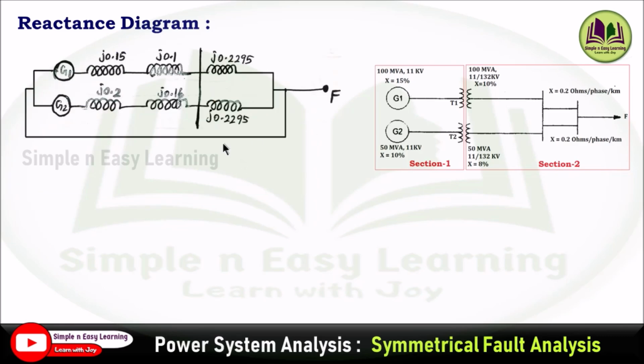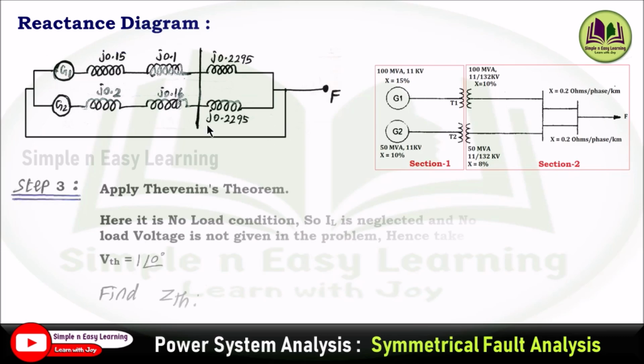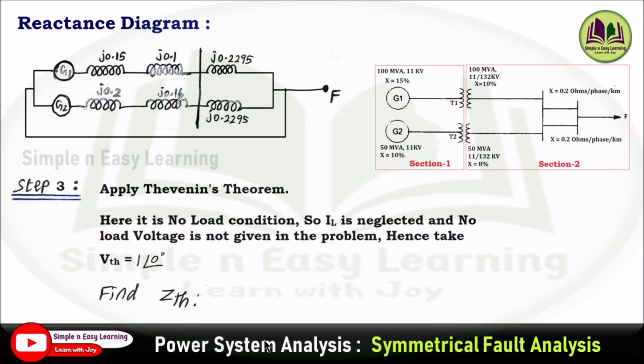So this is the complete reactance diagram of the system, and we substituted all the values which we calculated, and now you can apply the Thevenin's theorem. So here it is a no load condition, the load is not connected, so IL is neglected, and no load voltage is not specified in the problem. So hence we can take V Thevenin, the Thevenin voltage, equal to 1 angle 0, and we need to determine the Z Thevenin. Finally you have to find the fault current.